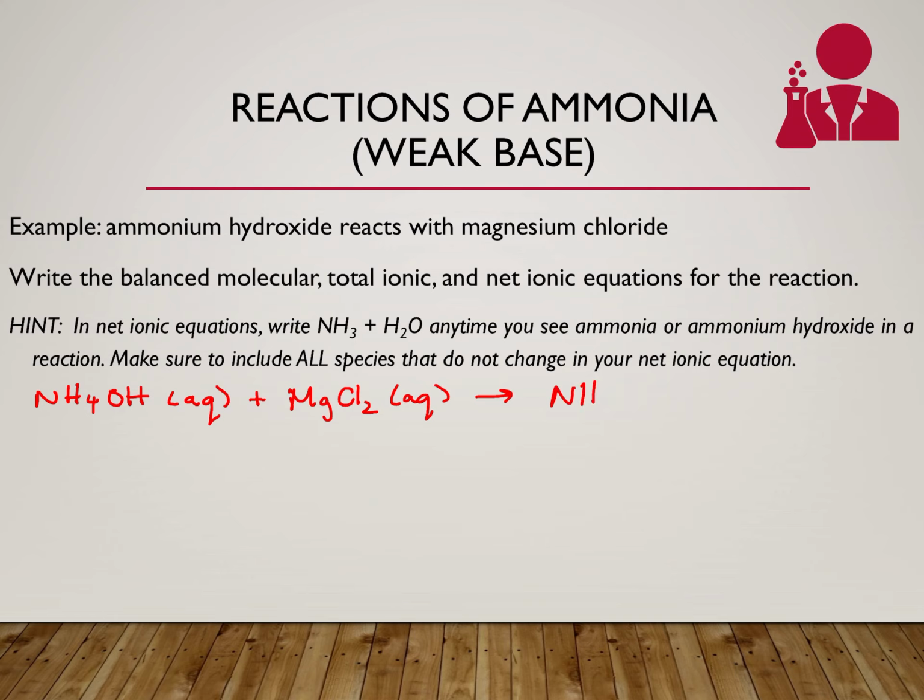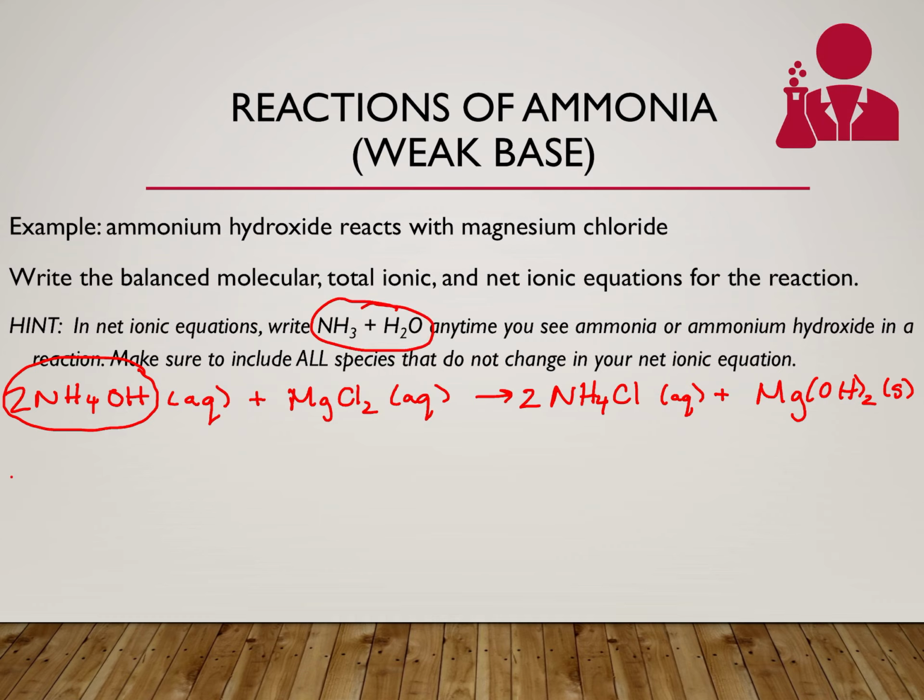to form ammonium chloride, which is going to be aqueous because it has ammonium, plus magnesium hydroxide, which is going to be a solid because most hydroxides form solids, and that's not one of the exceptions. So then we can go through and we can balance our equation, and we're good to go there. So then we will write the net ionic equation. So in the net ionic equation, again, people will see ammonium hydroxide and they'll break it into ammonium and hydroxide. Don't do that. You're going to write this as ammonia and water.